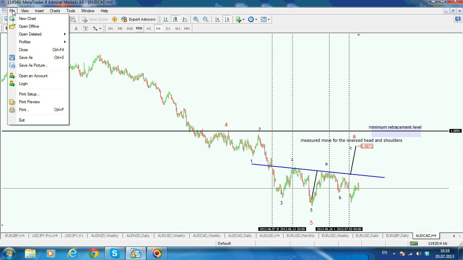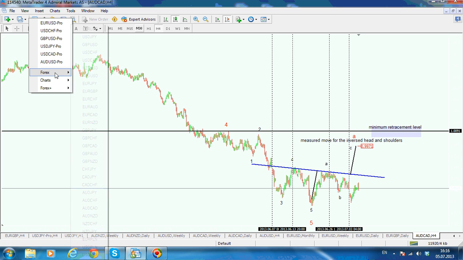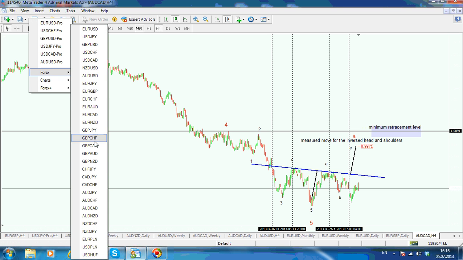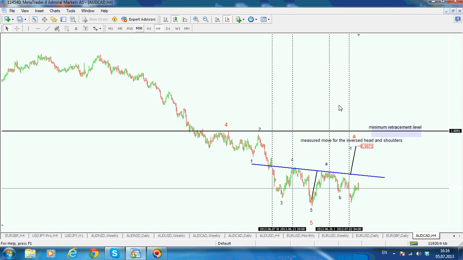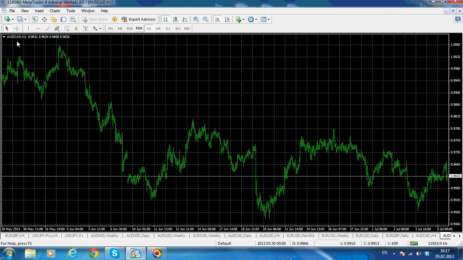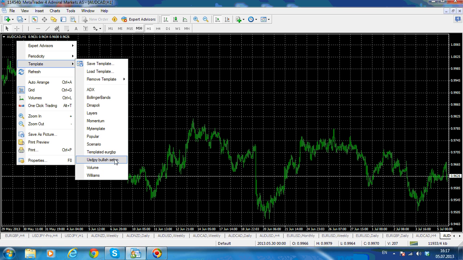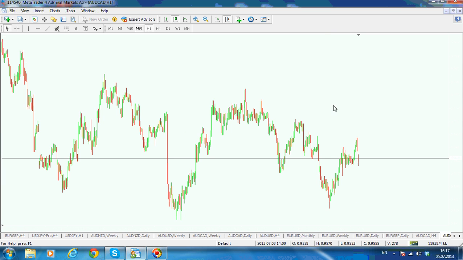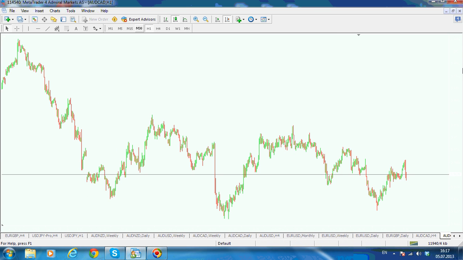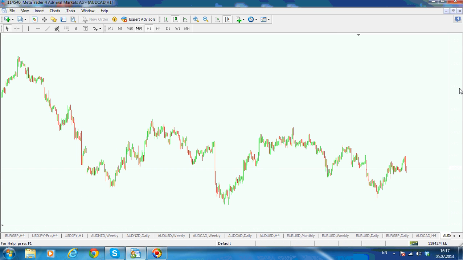So let's click File, New Chart. Let's click on the Australian dollar, Canadian dollar here, and let's make it a template here, the 1 hour chart template. And basically this is the Australian dollar, Canadian dollar 1 hour chart.